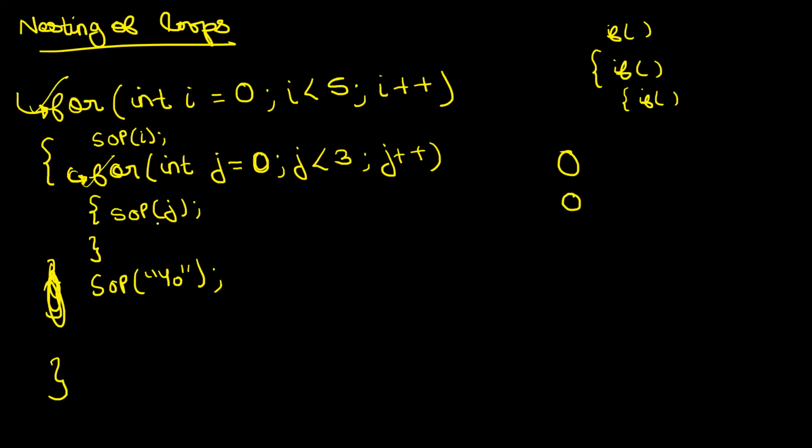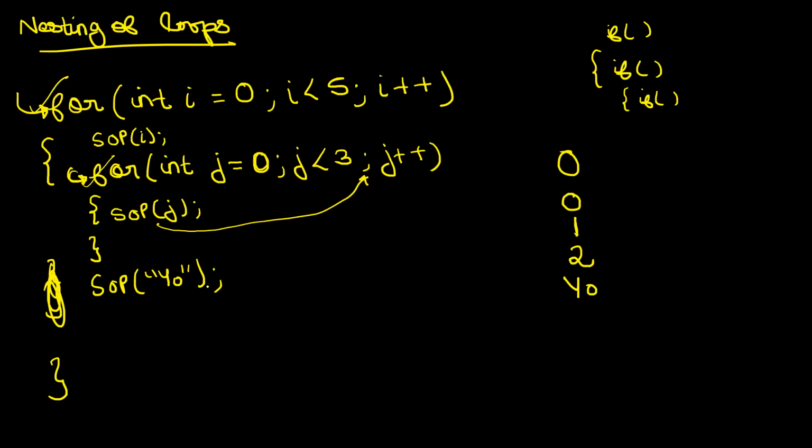So I will enter inside and print the value of j, which is 0. Then where will you go? Because you are in a for loop and you have finished all the lines, you will go to j plus plus. The value of j will become 1 and 1 will be printed. Then j will become 2 and 2 will also be printed. Then j will become 3, and 3 less than 3 is false. So this for loop will now terminate. The next line after this for loop is SOP yo, so now yo will be printed.